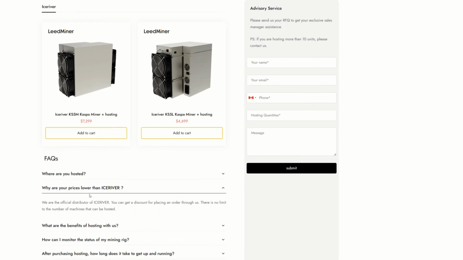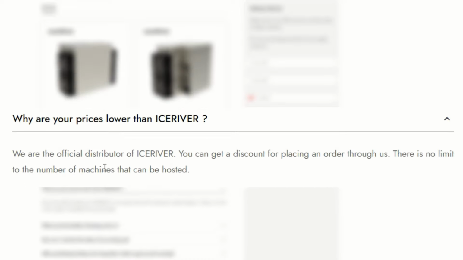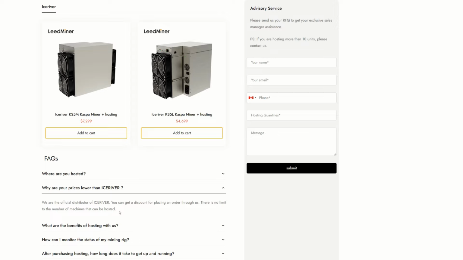Now, I know what you're thinking. How can they possibly be cheaper than iceriver? And here's how it is. So why are your prices lower than iceriver? We are the official distributor of iceriver. You can get a discount for placing an order through us. There is no limit to the number of machines that can be hosted. That's the other thing. Iceriver only limits all its customers to 10 to 20. So if you're a millionaire or a bazillionaire, you could order all of them if you want. You could order 100 units, 500 units, 1,000 units. It doesn't matter. They don't hold limits. If you want to buy them all, you can buy them all.